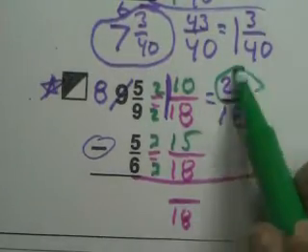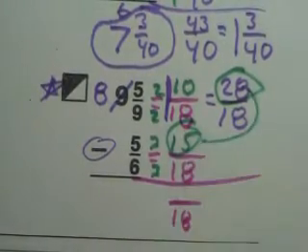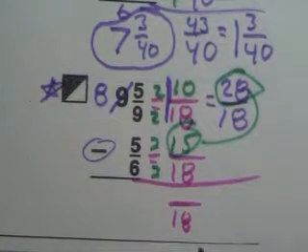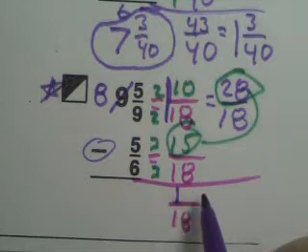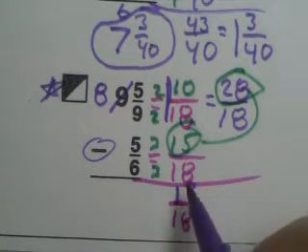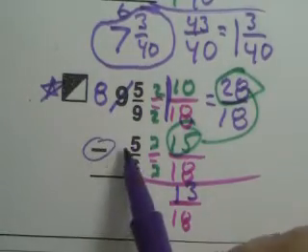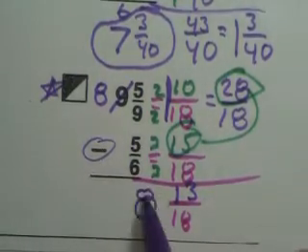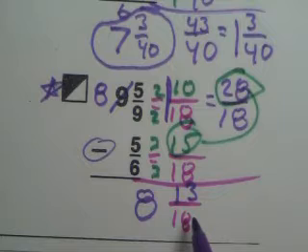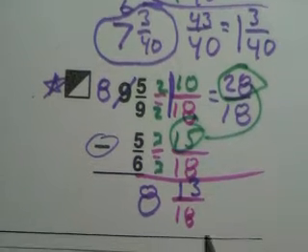Or just add them together. Okay, so now I need to take 28 minus 15. 28 minus 15 is 13, I believe. Does that make sense? 15, oh wait, 15, 10, 25, yeah, 13. 13 18ths. And then over here I have 8 minus nothing is just 8. So 8 and 13 18ths. And let me just double check my answer. Yep, that's correct.